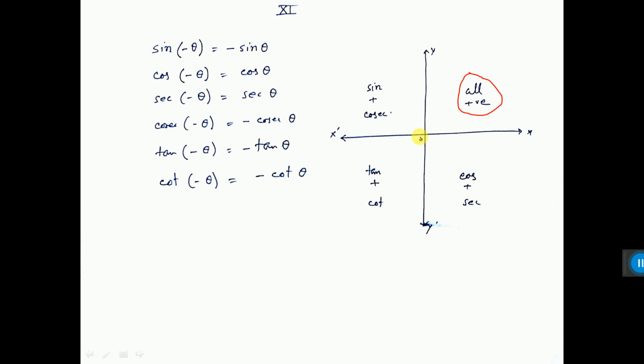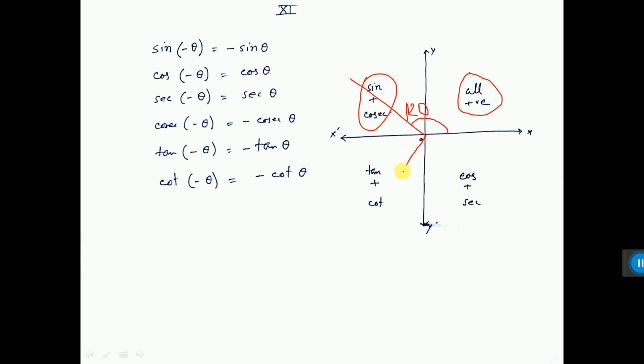But in the second quadrant, if an angle is created, let's say this line comes here and creates 120 degrees, then 120 degrees falls in the second quadrant. If I want to calculate sine 120, cos 120, tan 120, cot 120, cosec 120, sec 120, then I will see that the sine and cosec values are coming positive, others are coming negative.